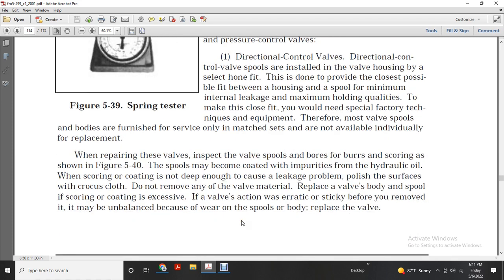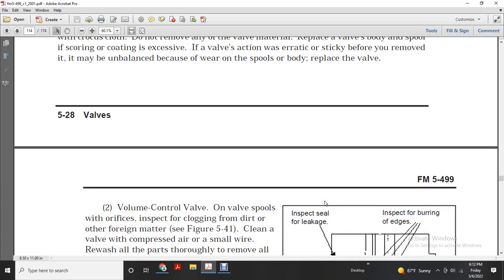When repairing valves, inspect the valve spool and bore for burrs and scoring, as Figure 540 shows. Impurities in the hydraulic oil cause scoring and coating. If the scoring is not deep enough to cut and cause leak problems, polish the surface with abrasive cloth without removing any valve material. Replace the valve body and spool if the scoring or coating is excessive, or if the valve action is erratic and sticky. The valve may be unbalanced because of wear of the spools or body, so replace the valve.